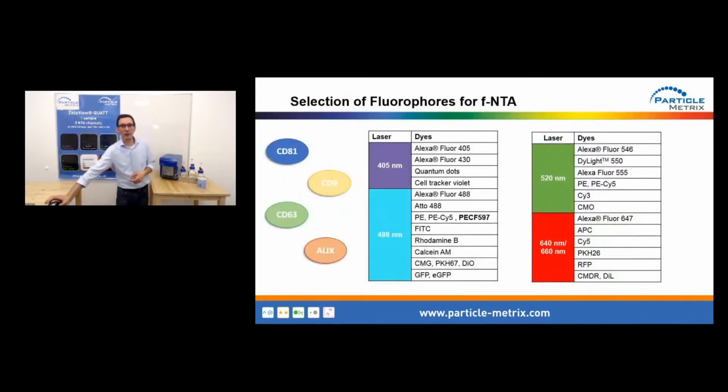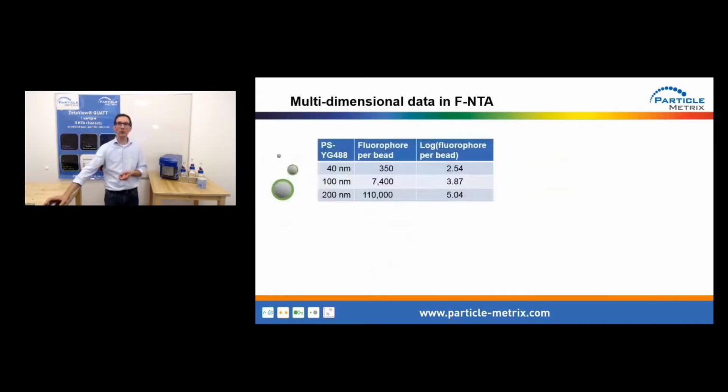This is a selection of several fluorophores you can use for NTA, which you need for the 4 different channels, ranging from 405 nanometers up to 640 nanometers, which work on the instruments. So basically, you need those dyes directly coupled to an antibody, and the antibody is conjugated to the EVs, which gives you the fluorescent readout.